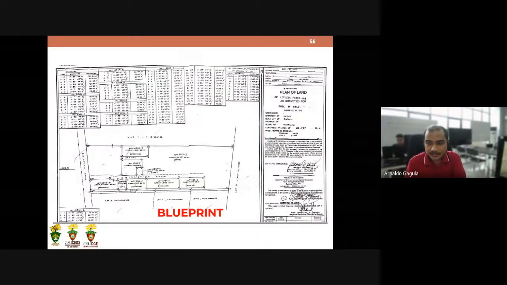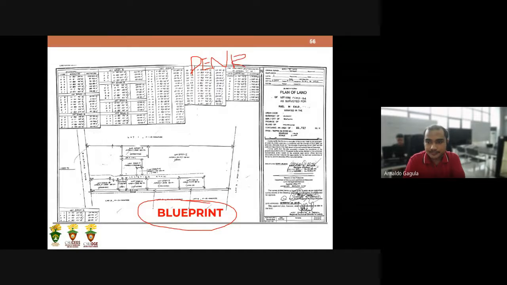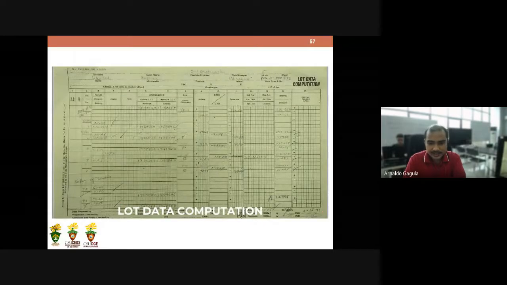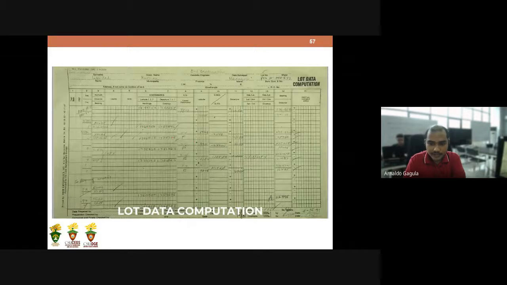So this is an example of a blueprint of a lot. Makuha ninyo siya sa DENR. Next is lot data computations. Makuha ninyo siya kung sakto ba ang iyahang area, naka-indicate ang area. So sa itong laboratory exercises, ito yung buhaton ninyo, ang lot data computations.